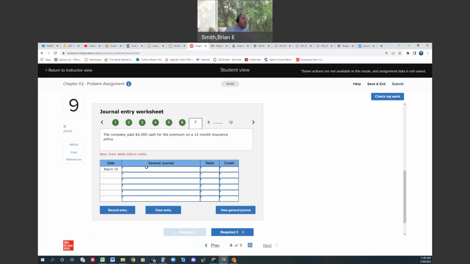Company paid $4,900 cash for the premium on a 12-month insurance policy. Okay, so we're paying this premium on a 12-month insurance. So I'm going to say that's a prepaid insurance for $4,900. But it didn't say we used those months or that we're paying for what we've already used. And so we're going to debit the cash. Whoops. Make sure that goes in there.